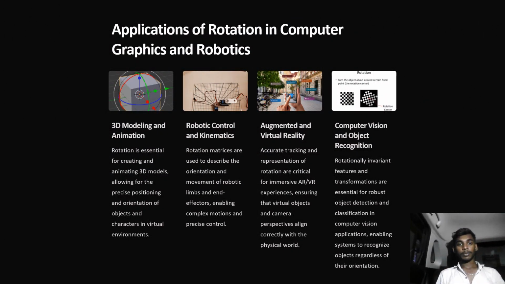Application of rotation in computer graphics and robotics: 3D modeling and animation, robotic control and kinematics, augmented and virtual reality, computer vision and object recognition. Rotation is essential for creating and aligning 3D models, allowing for the precise projection and orientation of objects and characters in virtual environments. Rotation matrices are used to describe the orientation and movement of robotic limbs and end effectors, enabling complex movements and precise control.